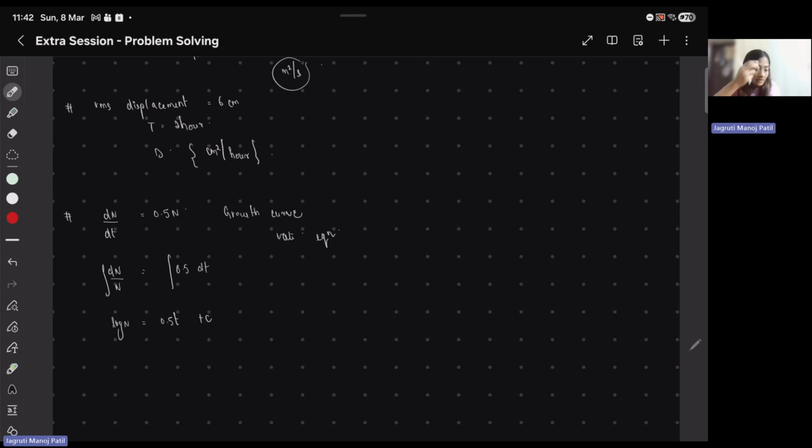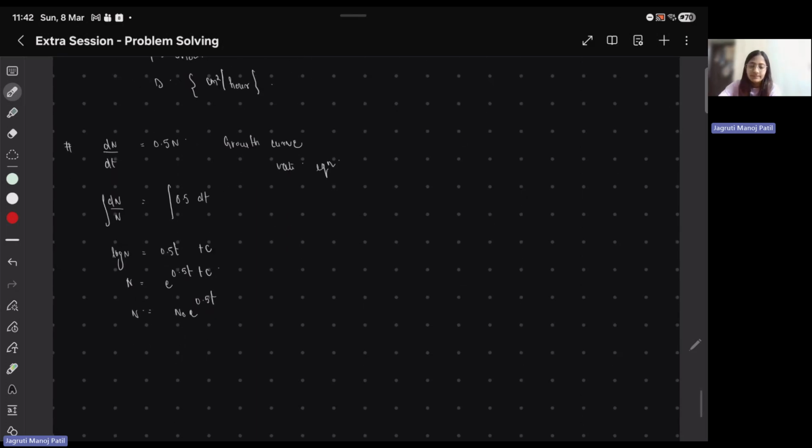Then when you have things like this, what will you do? You'll take the exponential back. So you have N is equal to e power 0.5 t plus c, right? And when we saw this previously, e raised to c is essentially N naught. So this is N naught times e power 0.5 t, right? So yeah, N is equal to N naught times e power 0.5 t. That's it.